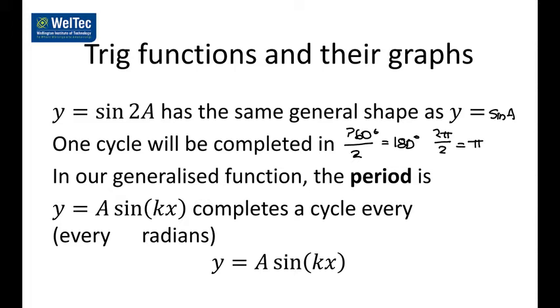So generally what we're saying is that the period is 2 pi over k, and we're getting that k from there. So the period is 2 pi over k. It completes a cycle every 360 over k.